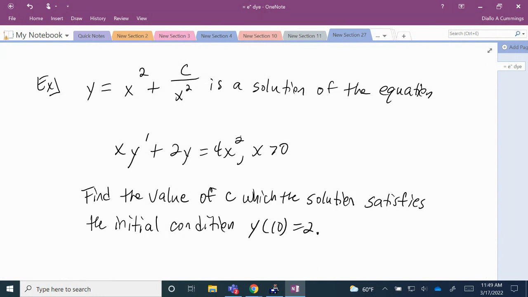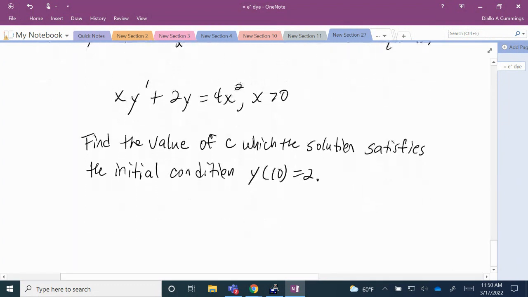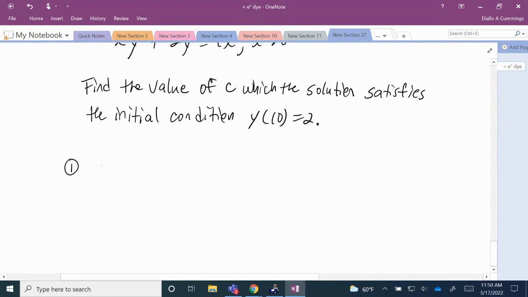So in this case, we're given the linear differential equation. We're also given its solution, and we're asked to find c. So just like we did in the previous example, we're going to take that solution, y is equal to x squared plus c divided by x squared. We're going to substitute in the initial condition, and we're going to solve it for c. So we're going to substitute the initial condition into the solution.